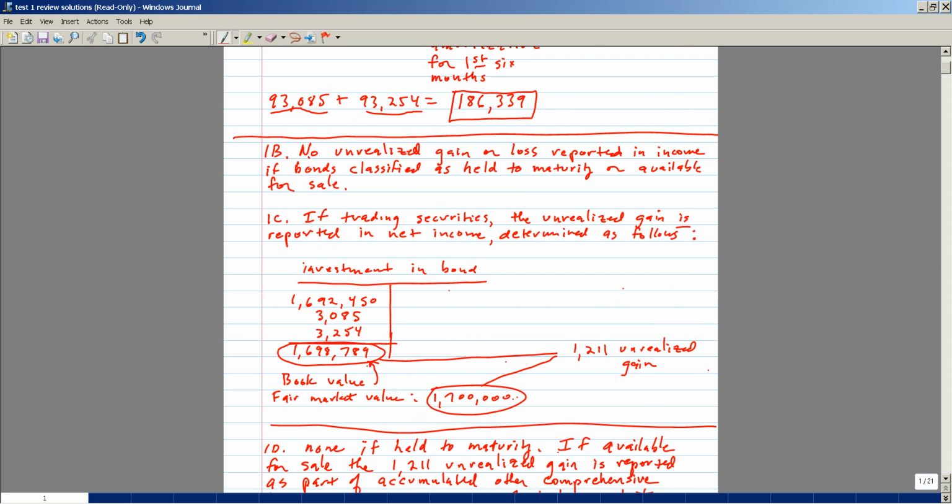So the amounts within brackets here represent the carrying amount of the bond as of July 1st, 2015. Okay, part B of the problem asks us what amount of unrealized gain or loss would ABC report in the income statement for the year ended December 31st, 2015 if the bonds are classified as held to maturity. And the answer there is that there would be no unrealized gains or losses reported in the income statement, because you don't recognize unrealized gains and losses if a bond is classified as held to maturity. The bond is simply carried in the accounting records at amortized cost. Fair market values are ignored.